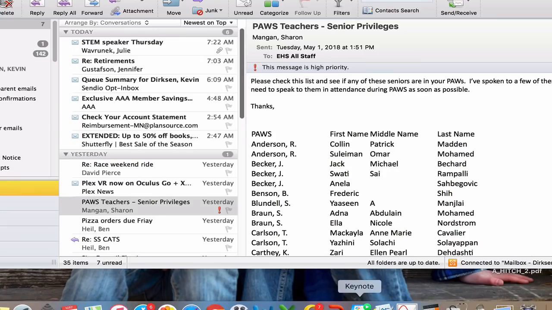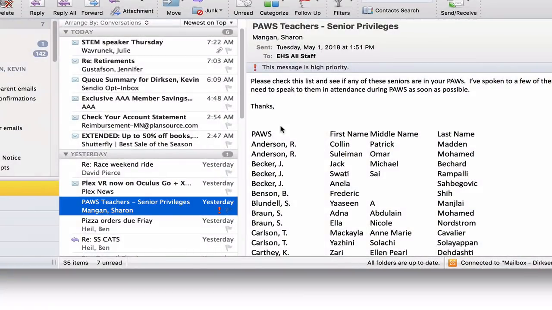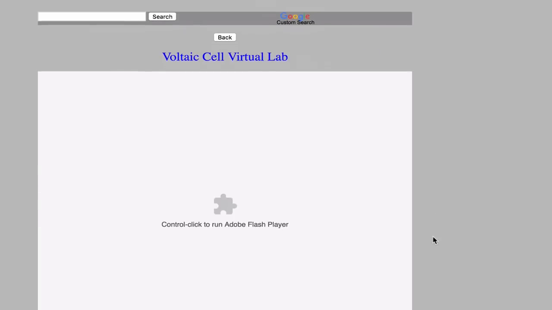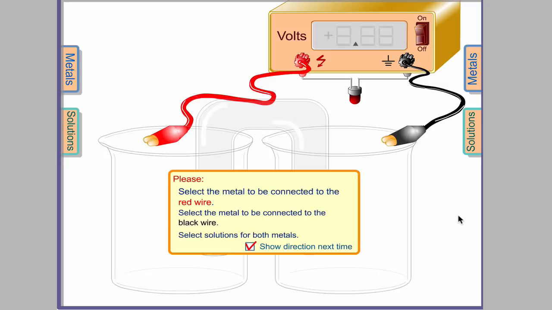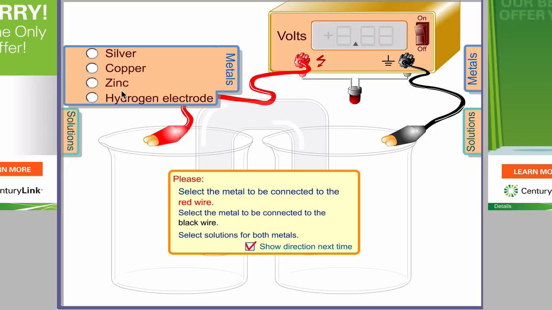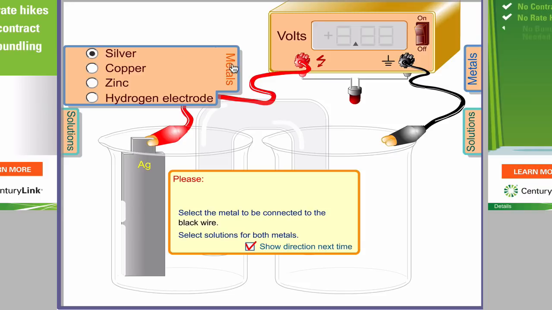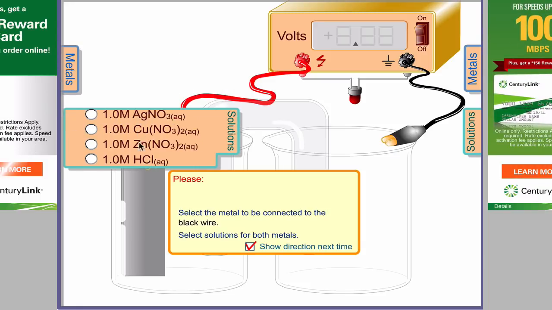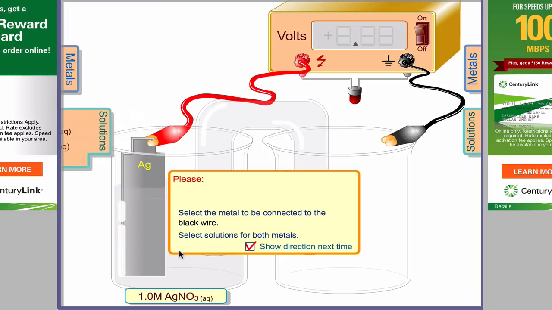If we go back to our slideshow, the second one here, I like it because we can actually modify the cell a little bit. Here we have a voltmeter, and we can choose what we have. I want to choose some different metals. We've seen copper and zinc, so let's use silver. I want to put silver metal in this side, which means the solution is going to be silver with something. These are all nitrates, again a good spectator. So we have silver nitrate solution in this side.